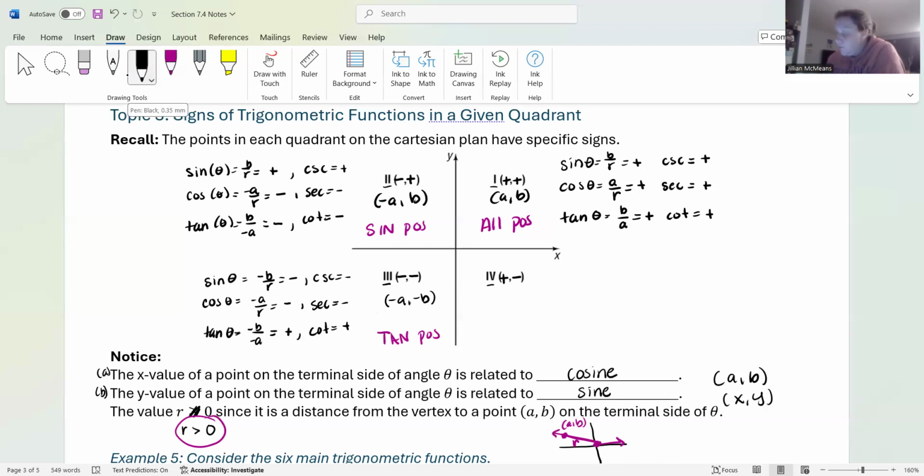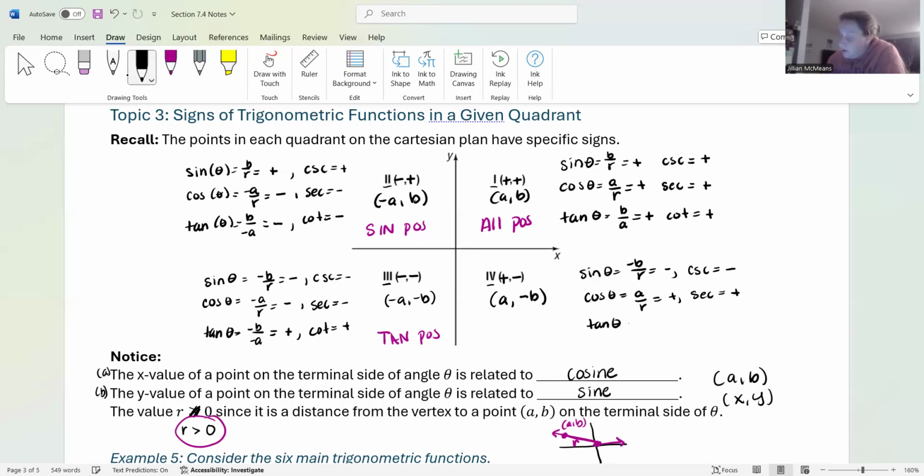So if we're in quadrant four, the A coordinate is positive and the B coordinate is negative. So we already know that sine of theta is B, which is negative B over R. So sine is negative. And if sine is negative, cosecant is as well. Now cosine of theta is A over R. A is positive, R is positive, so that means cosine is positive. And remember, if cosine is positive, its reciprocal secant is as well.